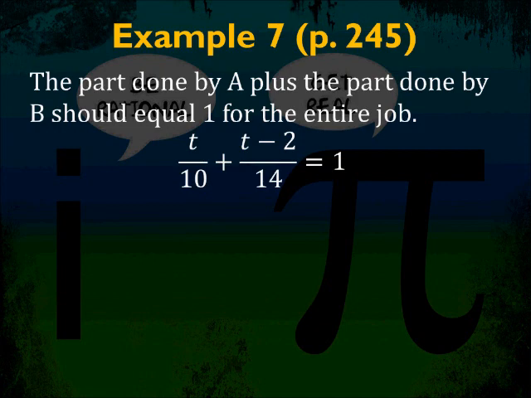So T over 10 plus T minus 2 over 14 equals 1. Well, if I gave you this equation, you could solve this. So go ahead and solve it and come back to the video when you're ready.